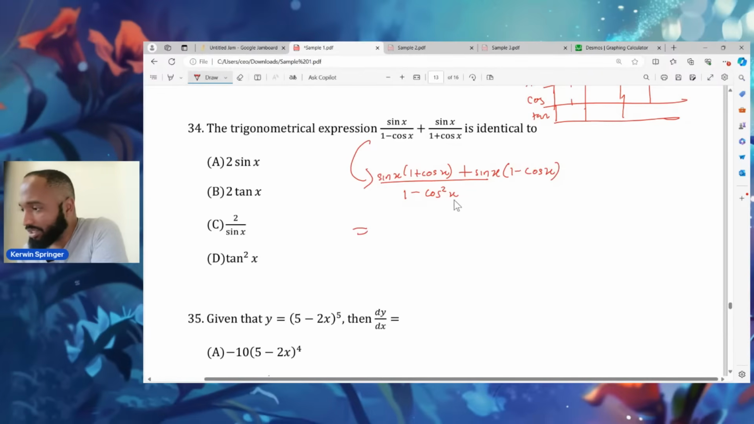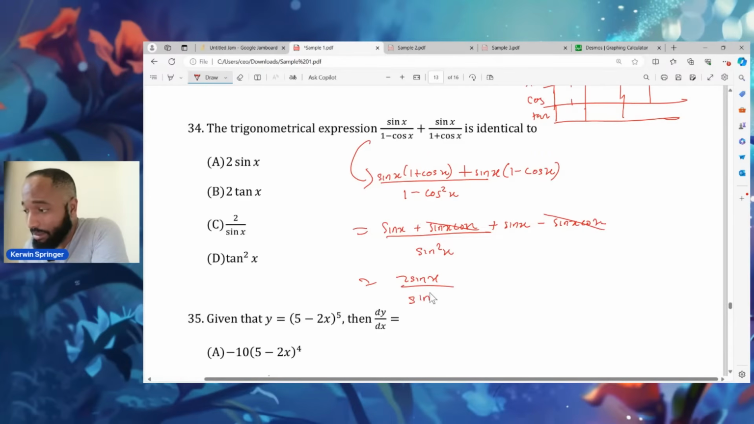But I know 1 minus cos squared x is actually sine squared x, since sine squared x plus cos squared x is 1. So all I have on top now is sine x, and then I have sine x cos x. But then I have another sine x, and then I have minus sine x cos x. So these will cancel, and I'll end up with 2 sine x. One of these sines will cancel, so I end up with 2 over sine x.